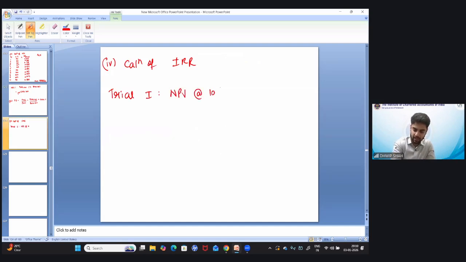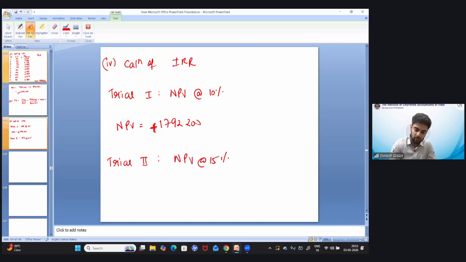Trial one, NPV at 10%, 17, 92, 200. हमें ये 17, 92 से जीरो पे आना है. So we have to bring down the present value. So we need to increase the rate. Now they have already given take rate as 15%. So trial 2, NPV at 15%.